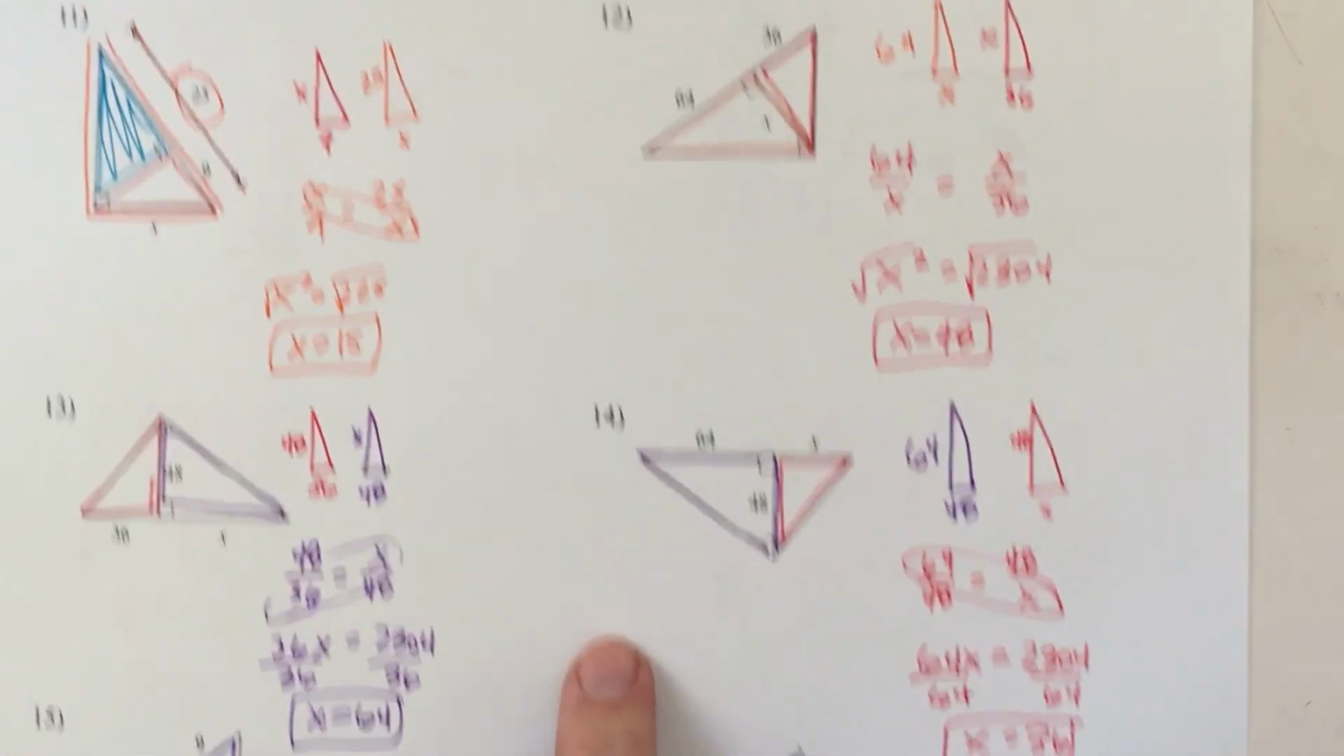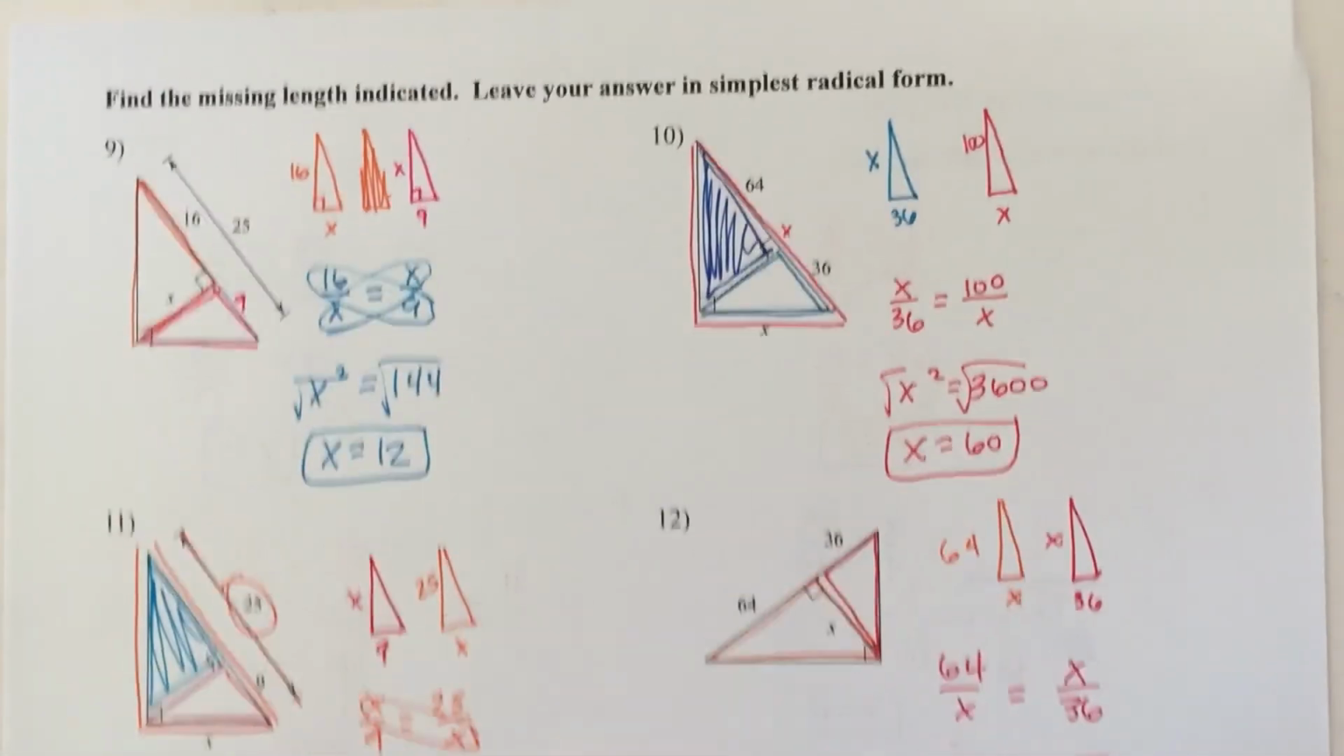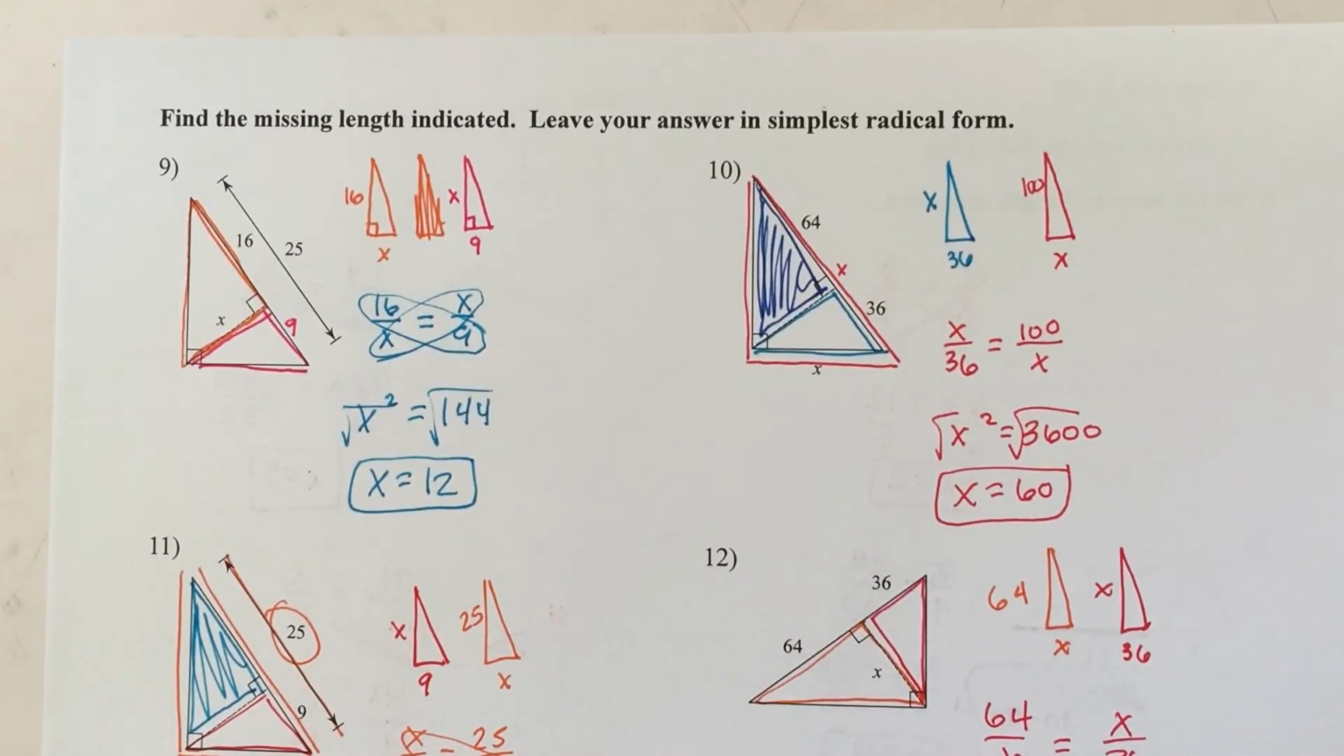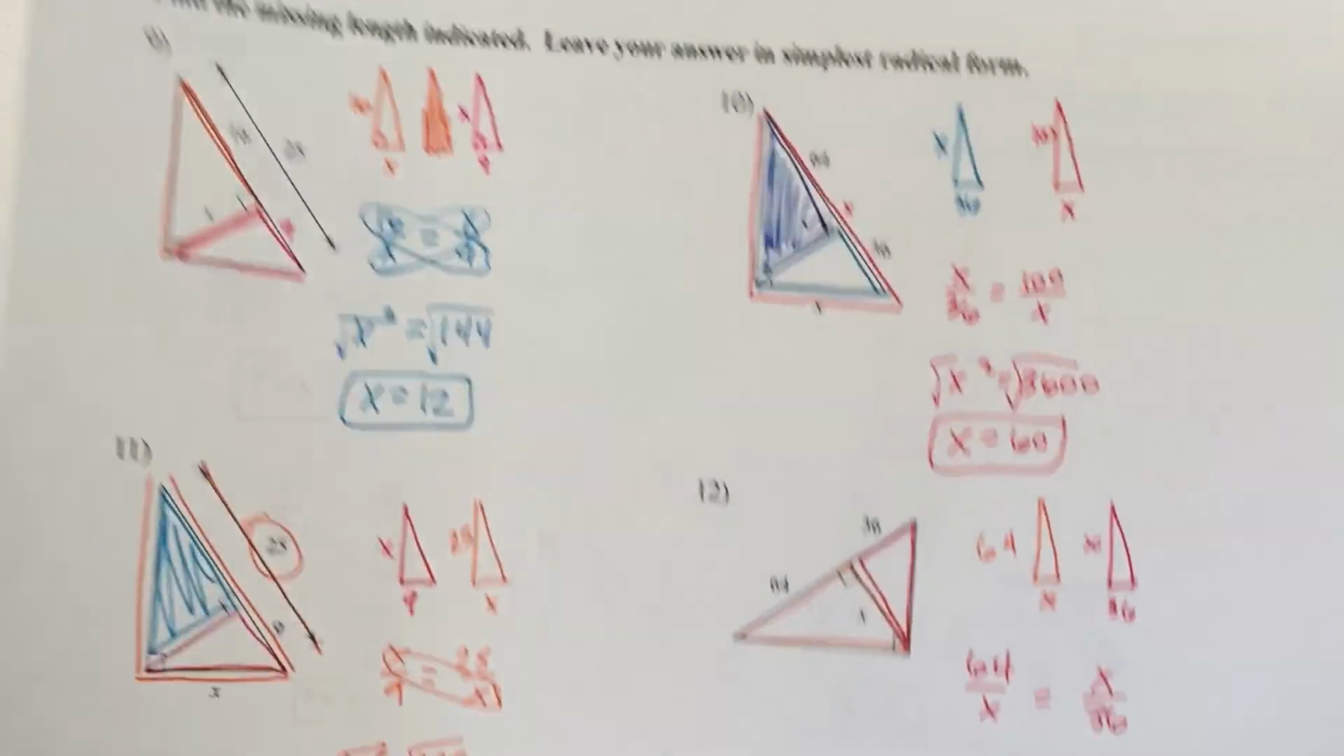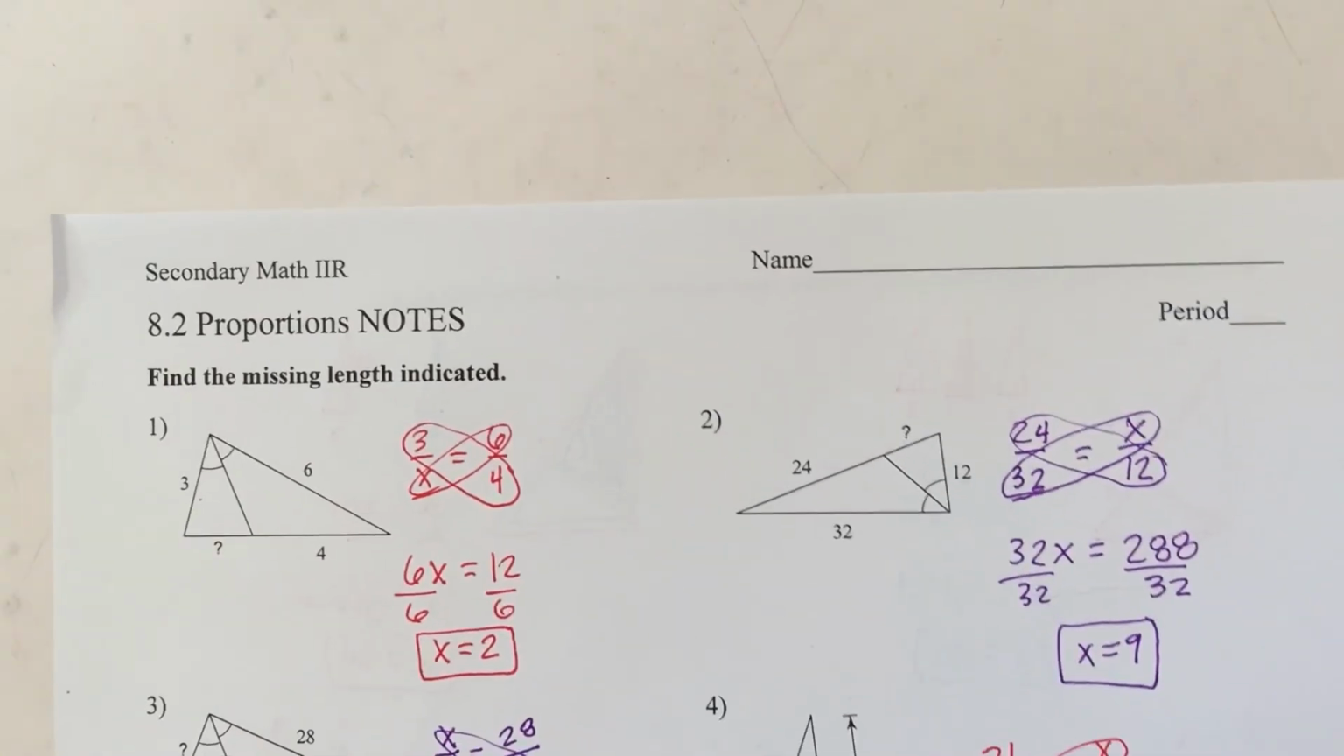If you have questions, contact me online and let me know. And that is how you use proportions to solve for missing sides in triangles, given an altitude and given an angle bisector.